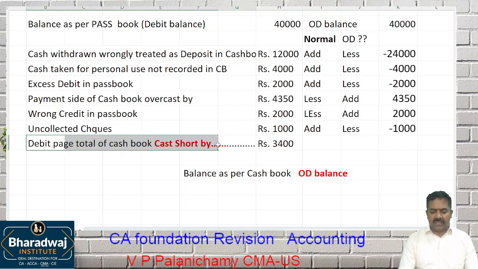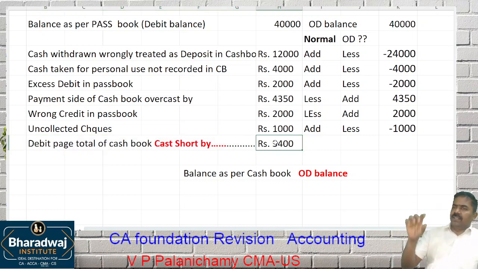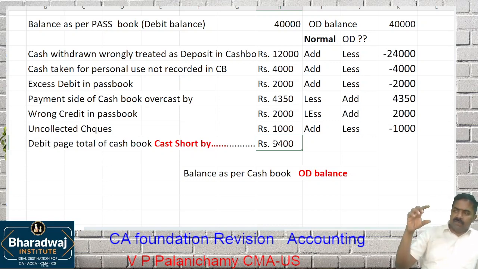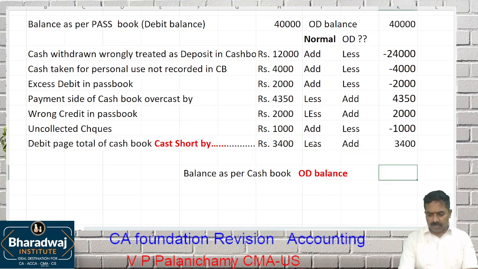Debit side total of cash book. Cast short has been given. What do you mean by cast short? On the deposit side, the debit side of which book? Cash book means favorable. In the debit side, they have added a lesser amount. Which balance will be low? Cash book balance will be low. We should also reduce it. But OD starting point, I'll add 3,000.